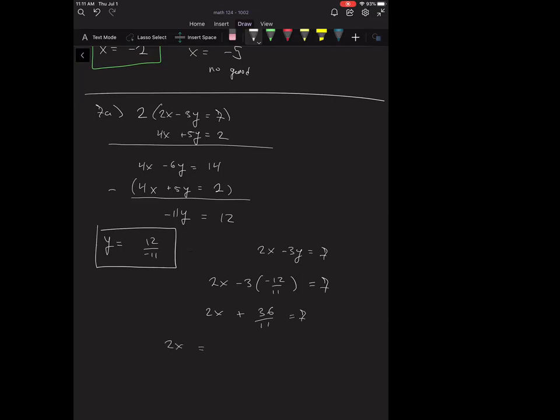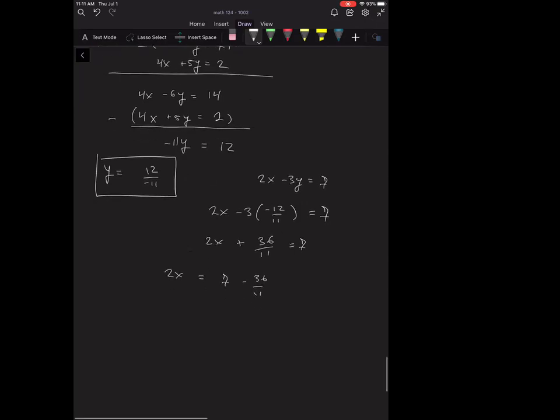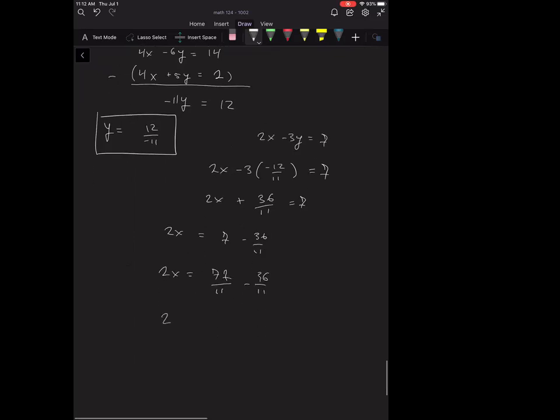We have 2x is equal to 7 minus 36 over 11. The common denominator is going to be 11, so we'll have 77 over 11 minus 36 over 11. So we have 2x is equal to 77 minus 36, which is 41, so 41 over 11. And then if we divide by the 2, we will get x is equal to 41 over 22. So both of our answers, we have y is equal to 12 over minus 11, and x is equal to 41 over 22.